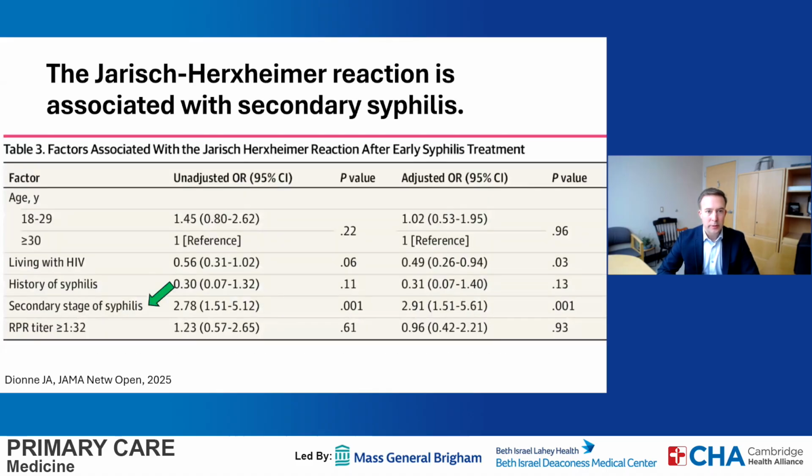And some risk factors for having the Jarisch-Herxheimer reaction are having secondary syphilis. Those individuals tend to be spirochetemic and have a high organism burden. And so in the setting of treatment, they may have a more robust inflammatory response. It is less common in people who have a history of syphilis, and that's probably because they have some partial immunity and potentially a lower organism burden to begin with. And it's also less common among people with HIV, and that may be related to immune function.